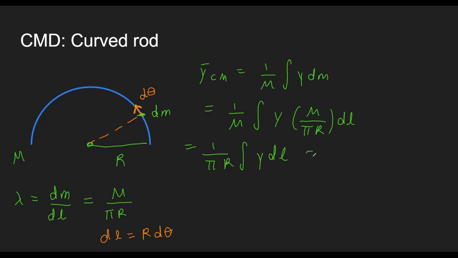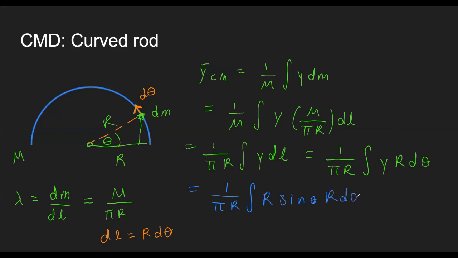And so with that, we get 1 over pi r integral y r d theta. And of course, now our job is to rewrite y in terms of theta. If we sketch our angle theta over here, we notice that our y coordinate is equal to r sine theta. And so rewriting our integral, we have 1 over pi r integral r sine theta r d theta. And what are our bounds? Well, we start at theta equals 0 when we're here, and go all the way up to theta equals pi. So our bounds are 0 to pi.